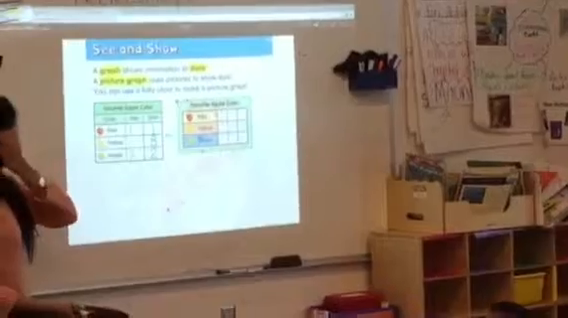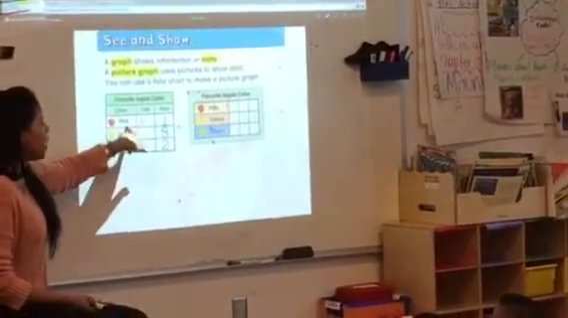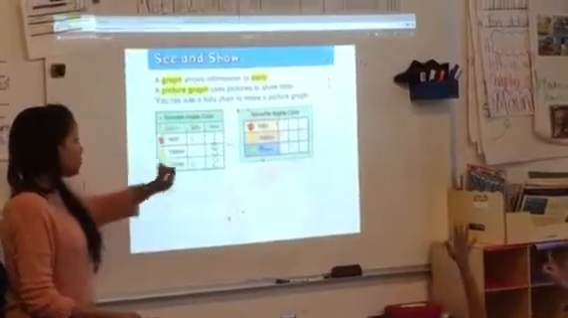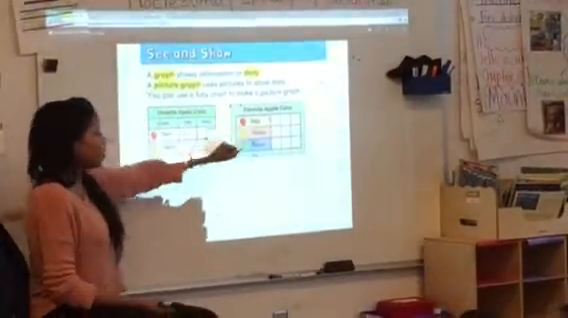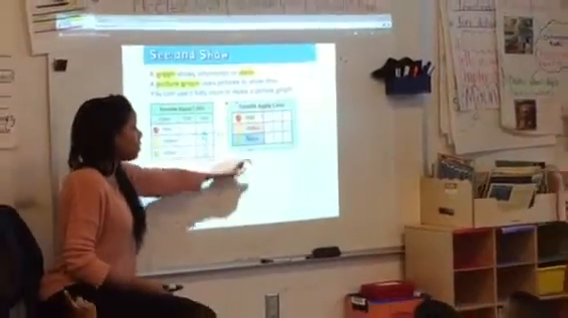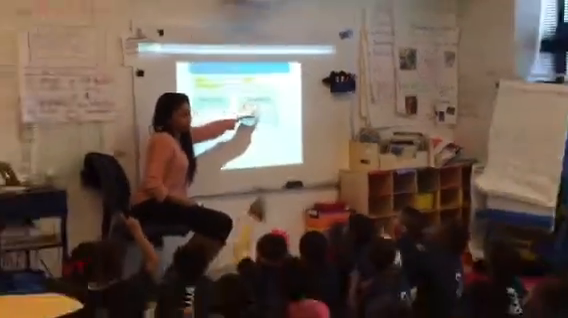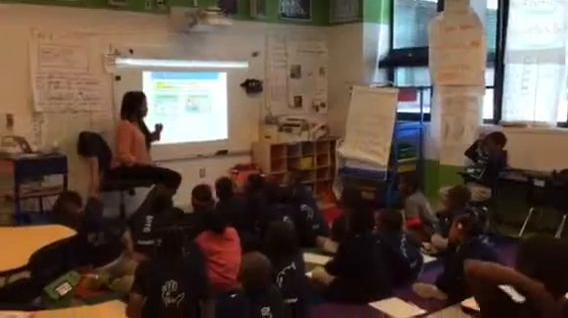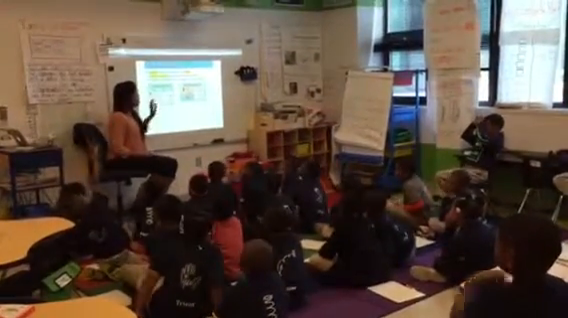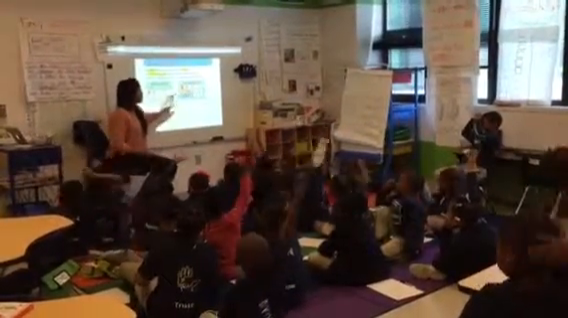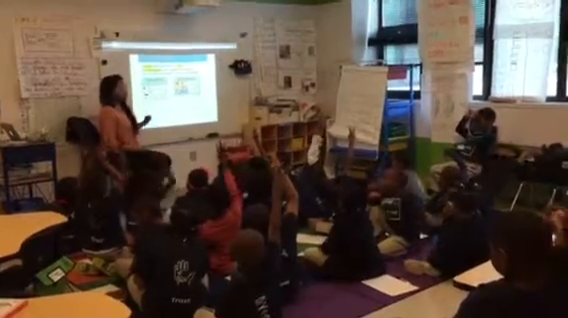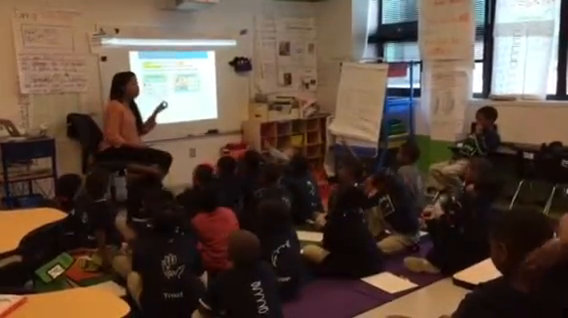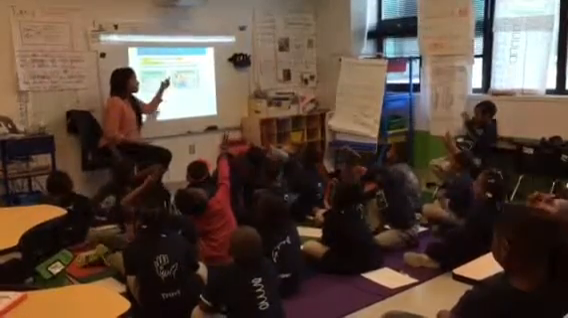Favorite apple color. How many people's favorite apple color was red? 1. So then in my pictograph, I have red apples. How many apples would I draw next to red? 1, because one person's favorite apple color was red. How about yellow? How many people's favorite apple color is yellow? That's right, 3. So how many apples would I draw? How many pictures of apples should I draw next to yellow?